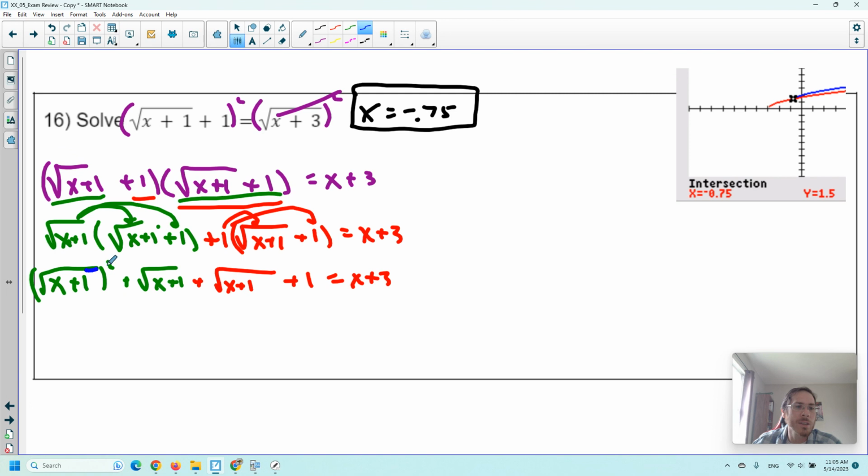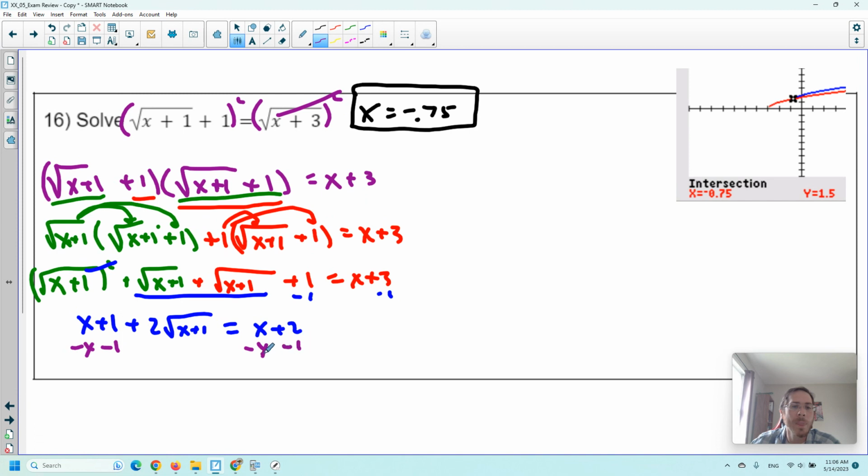All right, so now I'll cancel out the square and the square root, so I get x plus 1. I'm going to combine like terms here, so plus 2 square root x plus 1. And I'm going to do minus 1 both sides here, equals x plus 2. All right, well, I'm not quite done because I can still simplify. I'm going to minus x and minus 1 both sides.